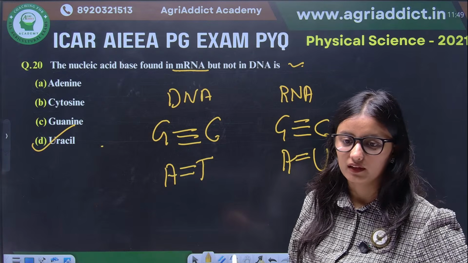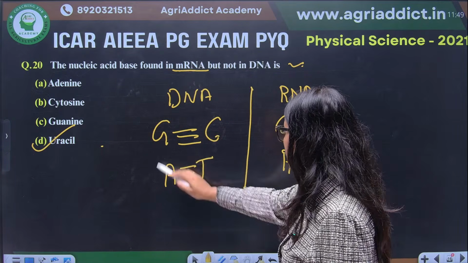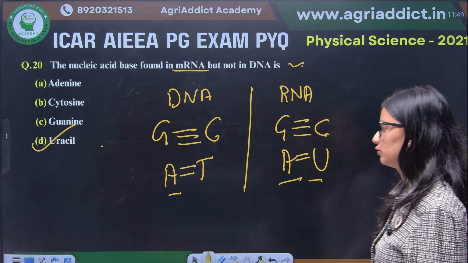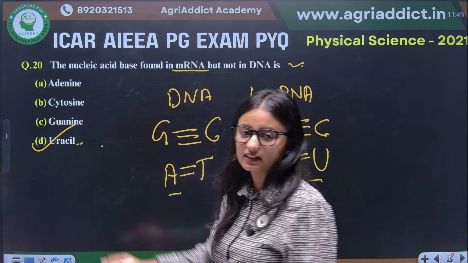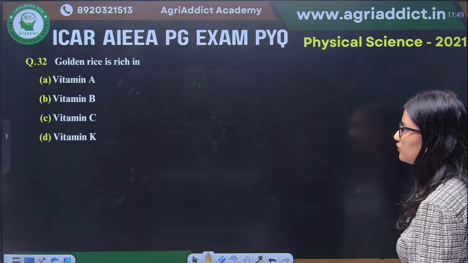So in DNA, adenine binds to thymine, but in RNA adenine binds to uracil. So uracil will be the correct answer. Clear? Let's move to the next one.